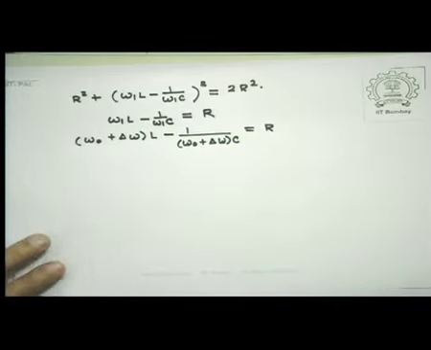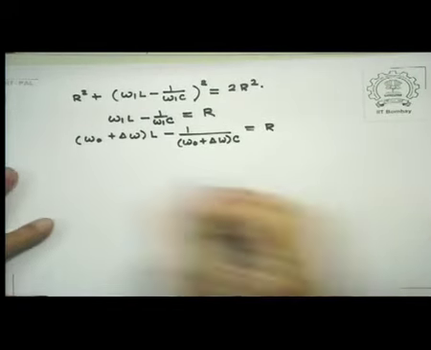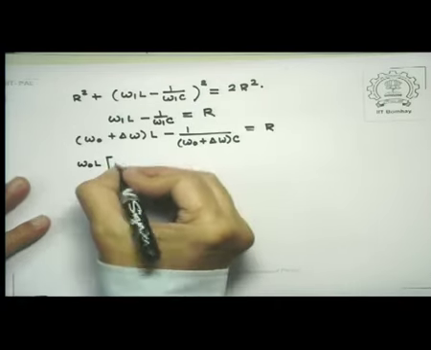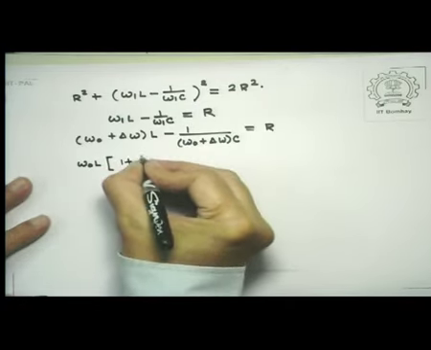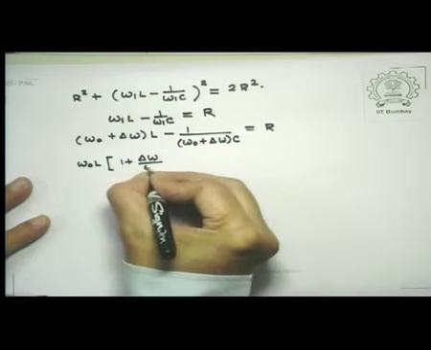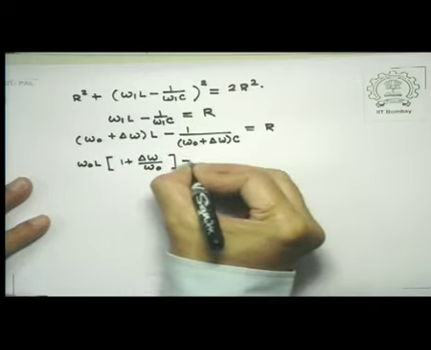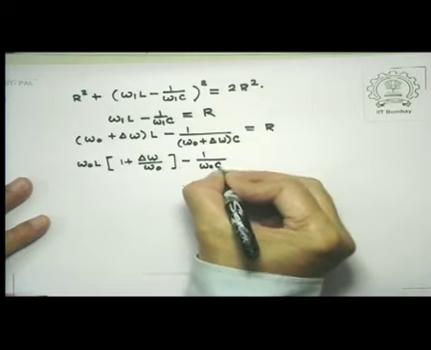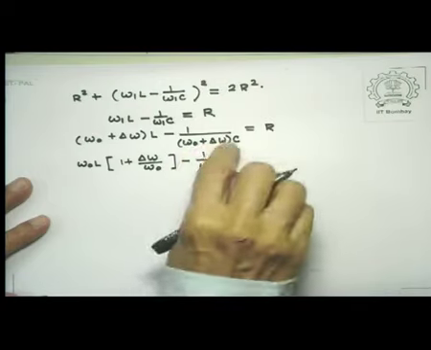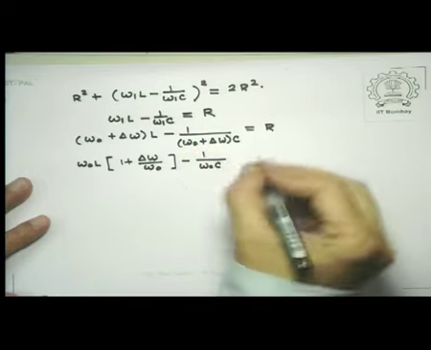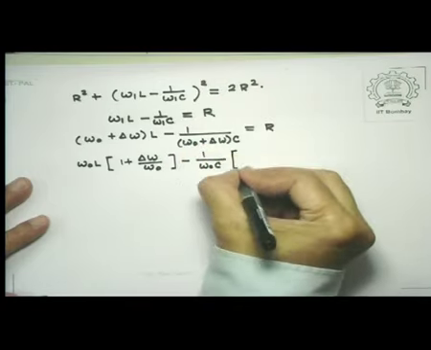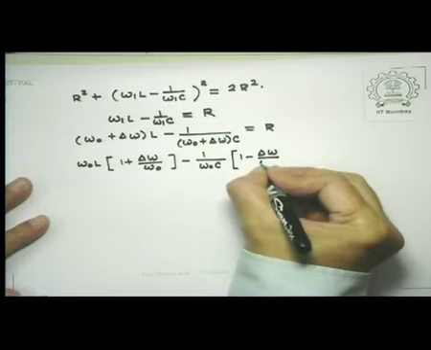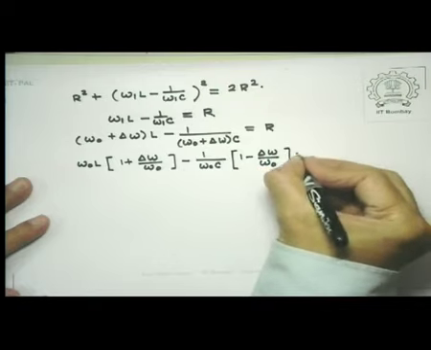So let us look at this. Let me take omega 0 L common. I am left with 1 plus delta omega by omega 0, minus, let's again take omega 0 C common here. I have got 1 plus delta omega by omega 0 in the denominator, and if I take it to the numerator using a binomial, I get 1 minus delta omega by omega 0, assuming delta omega is small, and that's equal to R.